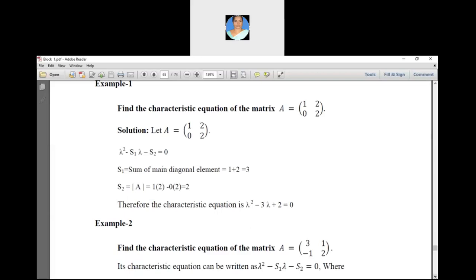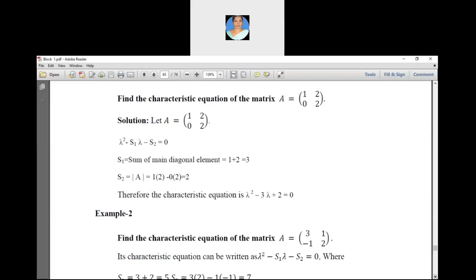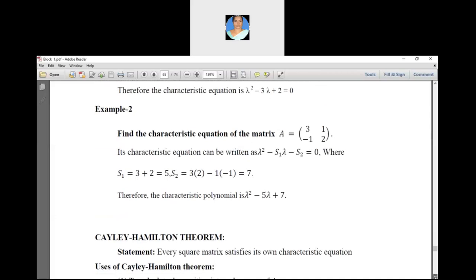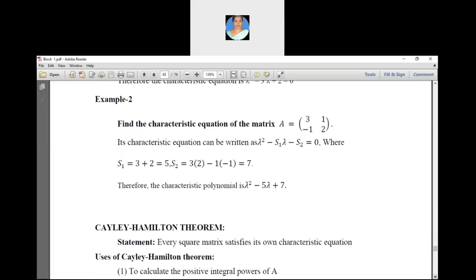So next one is find the characteristic equation of the matrix A equal to 3, 1, minus 1, 2. We want the characteristic equation. Now you write down the formula. This matrix is a 2 cross 2 matrix.